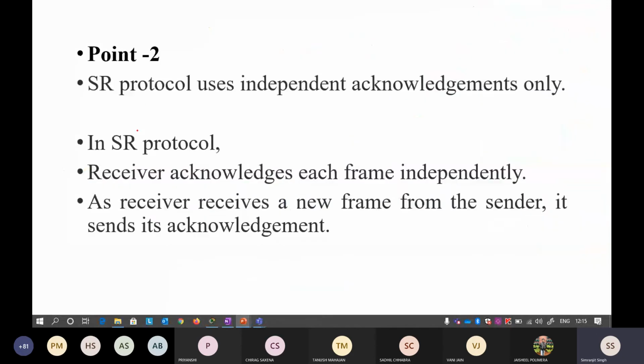The next point, point 2, is that SR protocol only uses independent acknowledgement. That is a very important point. Cumulative acknowledgement is not employed in SR, because if you see here, how can you employ it? Suppose you have sent 4 packets, 0, 1, 2, 3.